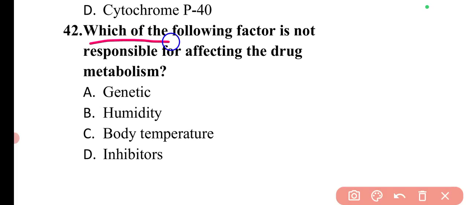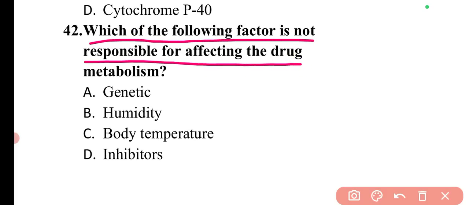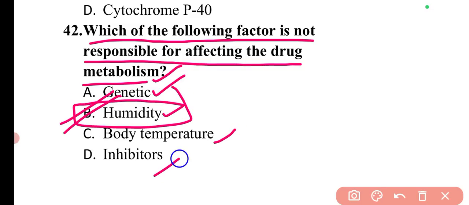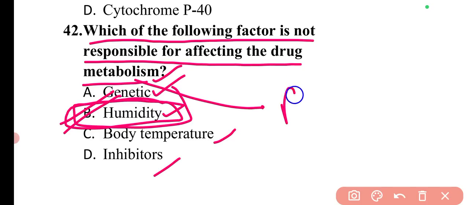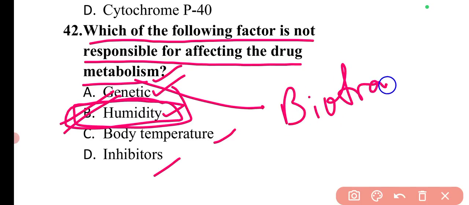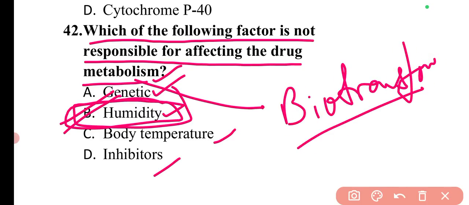Next question is, which of the following factors is not responsible for affecting drug metabolism? So genetics are factors for metabolism. Humidity is not a factor. Body temperature and inhibitors are different factors which affect drug metabolism, but humidity will not affect drug metabolism or biotransformation. So for metabolism there is another term, biotransformation. So this term you need to know.